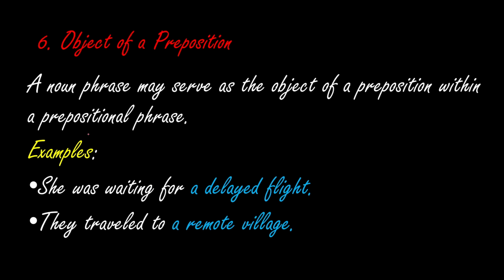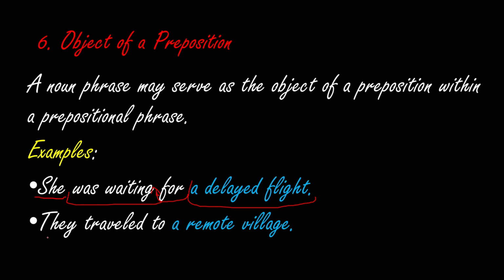A noun phrase can also function as the object of a preposition. So any word that comes after a preposition is called the object of the preposition. Let's look at these examples. We have: She was waiting for a delayed flight. She is the subject, was waiting is the verb, and we have for a delayed flight. So this is the preposition for, and a delayed flight is the object of the preposition.